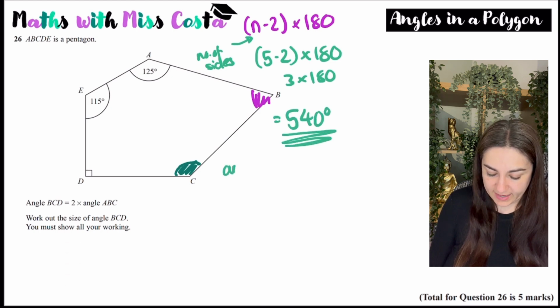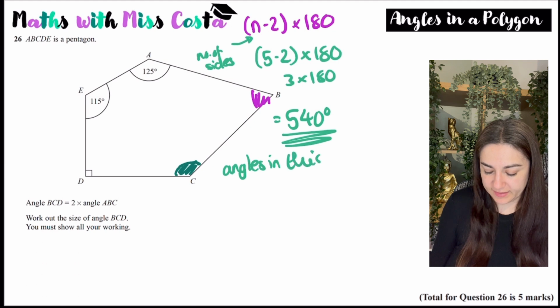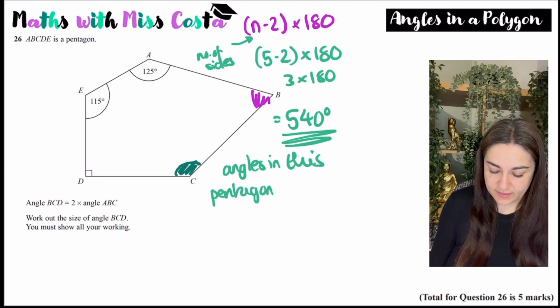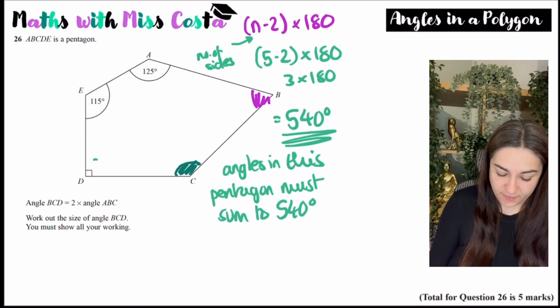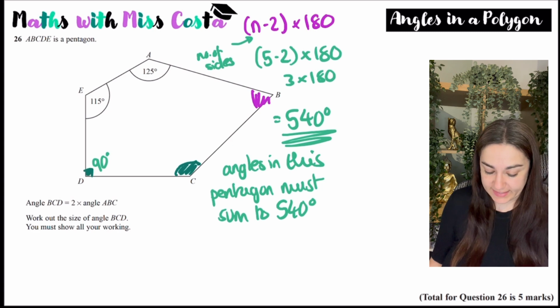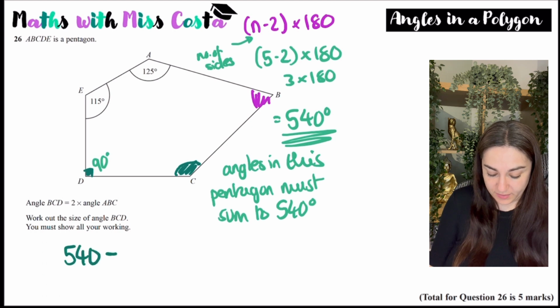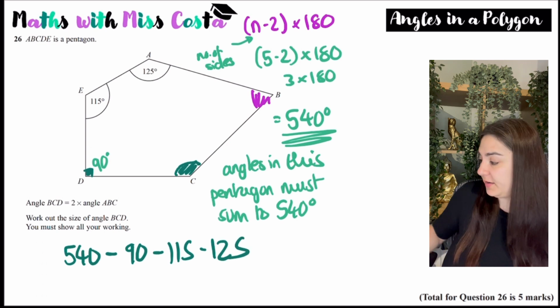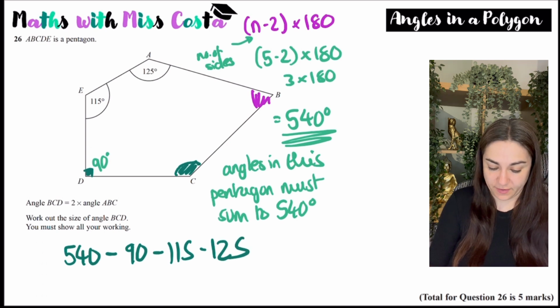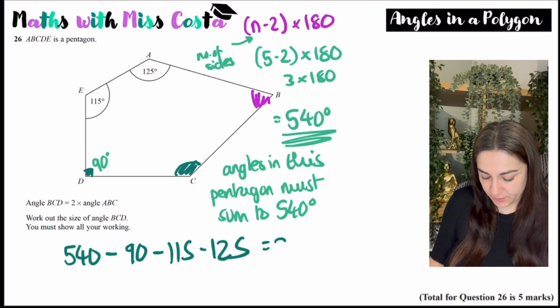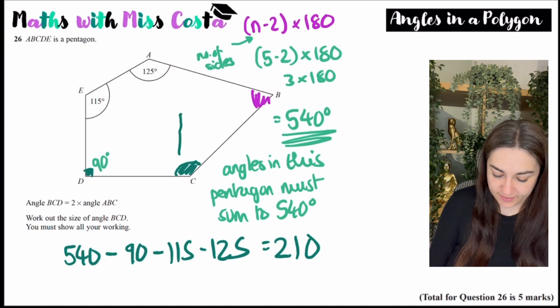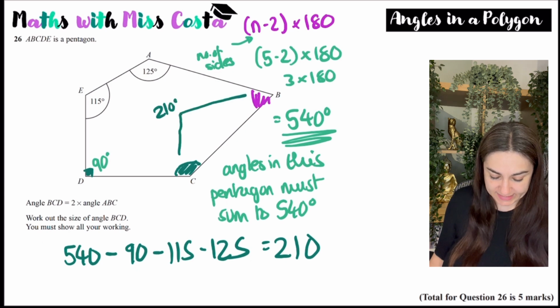So I know that the angles in this pentagon, or any pentagon, must sum to 540 degrees. So I know that this angle here is a 90-degree angle because anything that looks like this is a right angle and it has a value of 90 degrees. So I could start by doing 540, take away 90, take away 115, take away 125 to figure out how much is left. So 540, take 90, take 115, take 125 gives me 210 degrees. So I know that this angle and this angle must add up to 210 degrees.